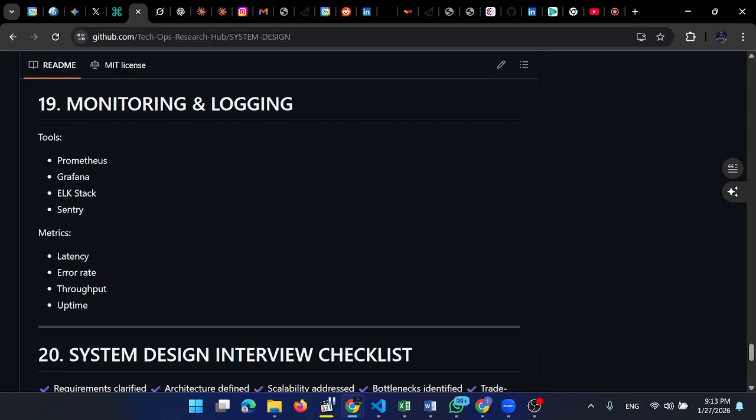So monitoring and logging are key things to look at, because they help you understand the kinds of tools to use and the kinds of metrics to check, and ensure that you are able to monitor and assess your software in a more perfect way.